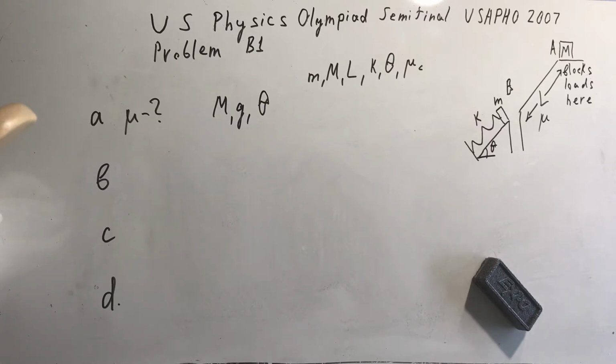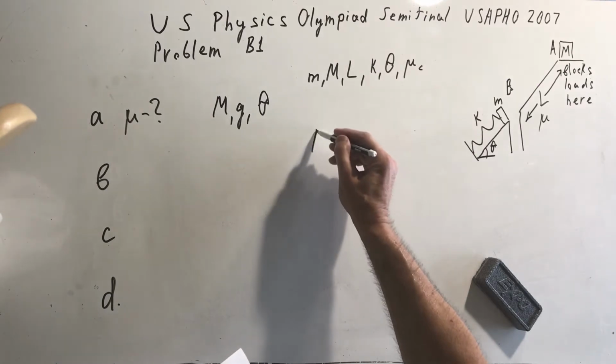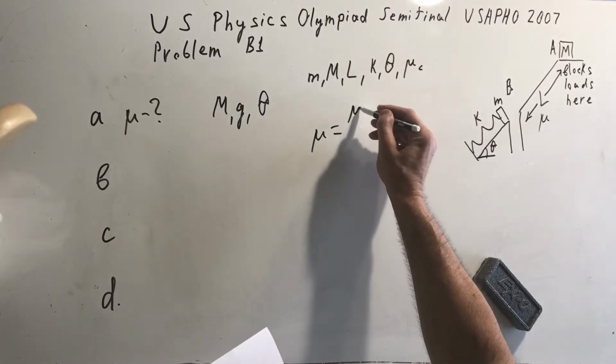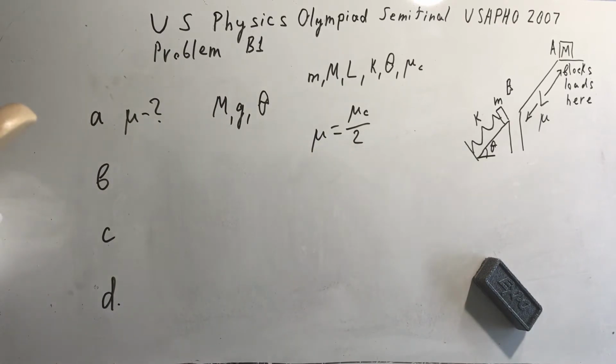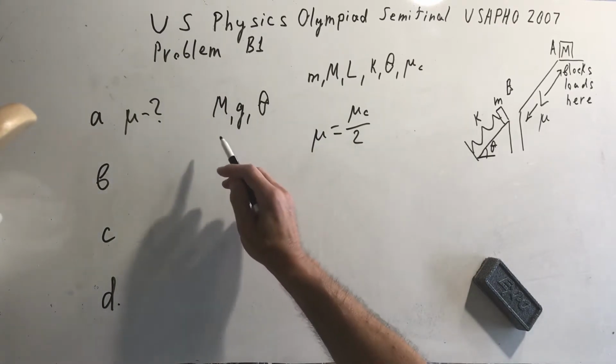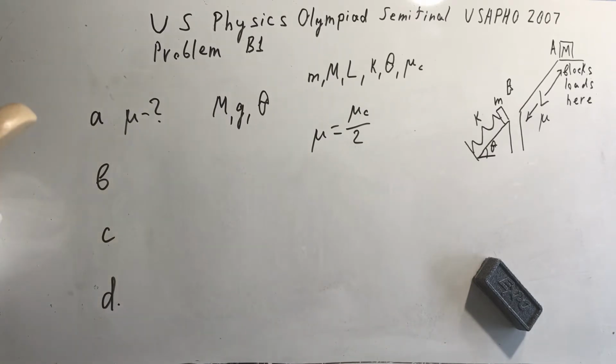So, question A. Let mu c be a critical value of the coefficient of friction where the block will just start to slide under the force of gravity on the incline. Then let mu equal mu critical over 2. So find the mu in terms of M, big M, g, and theta. And this is the first question.